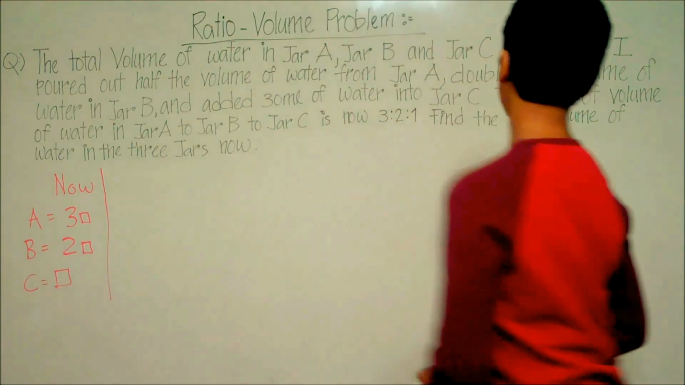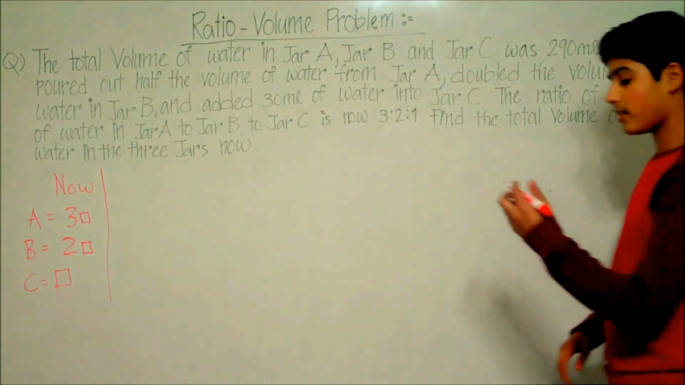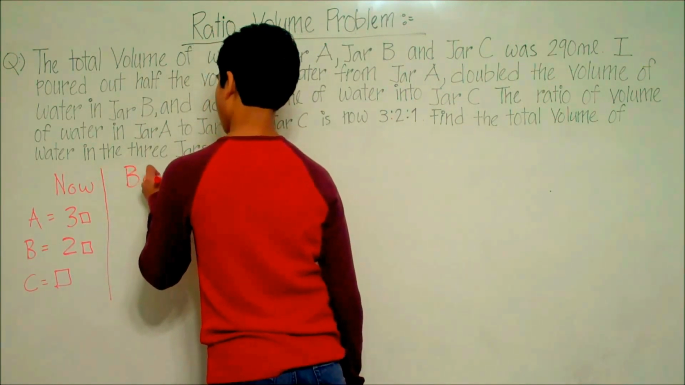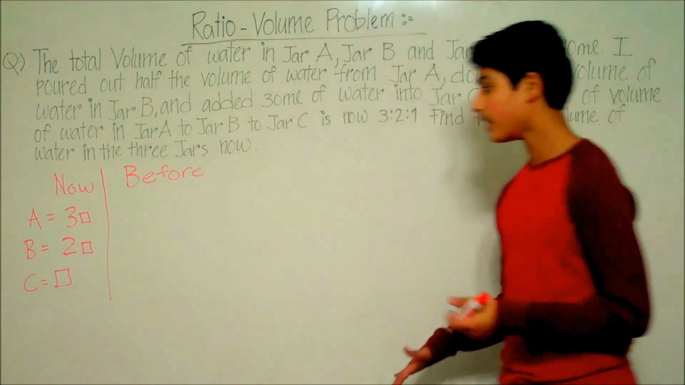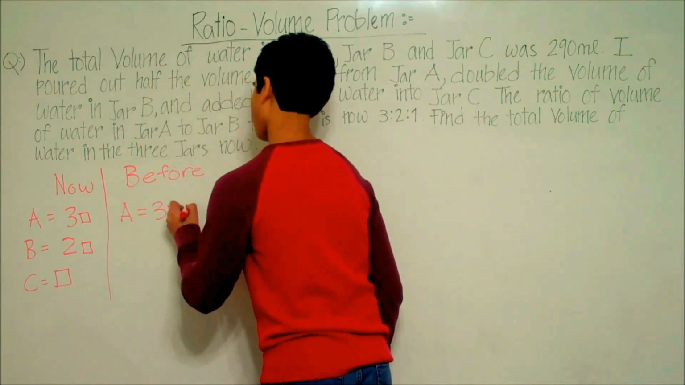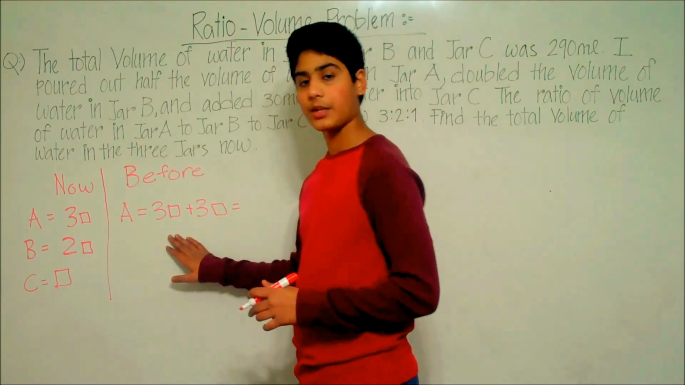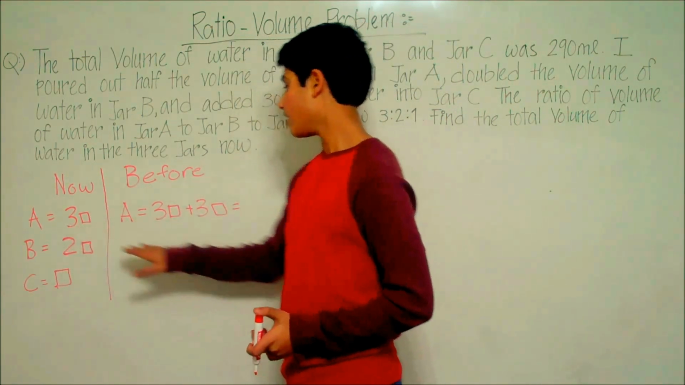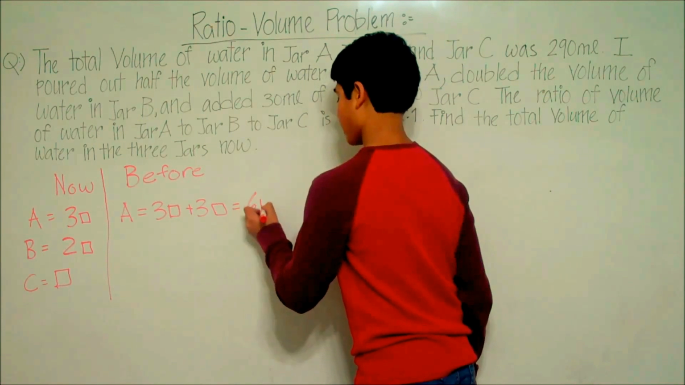Now, we know that I poured out half the volume of the water from jar A. So let's label this column as before. So before I poured out half the volume of the water from jar A, I had in A 3 units plus 3 units, because we're getting back the half of the water that she had poured out, because now she has half of her water left, which is 3 units, so the full amount of her water is equal to 3 units plus 3 units, which is equal to 6 units.